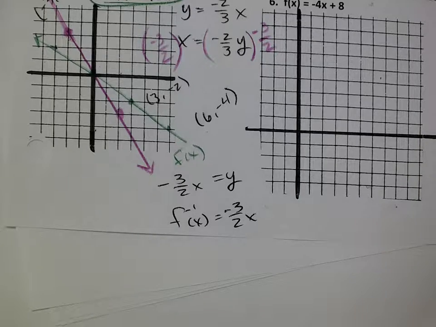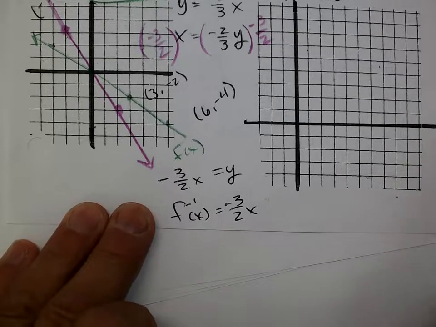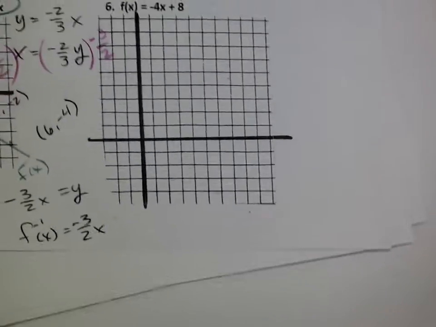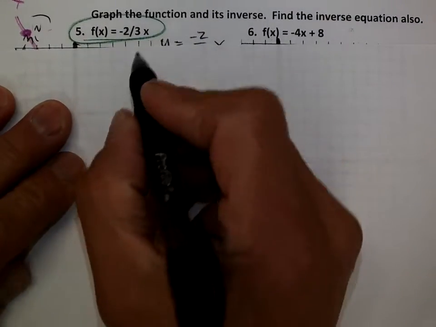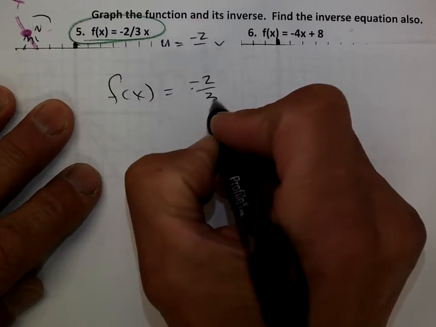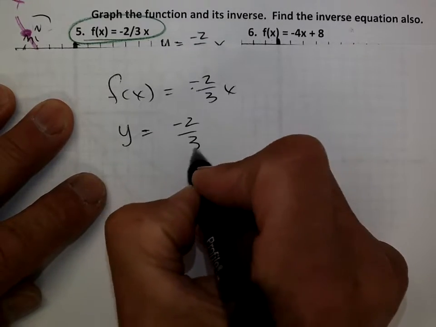Okay, you ready? Let me go back through this one more time, and I'll do it on a piece of paper that shows all the work. So let's start right here: f of x equals negative 2/3 x, okay? y and f of x are the same thing.